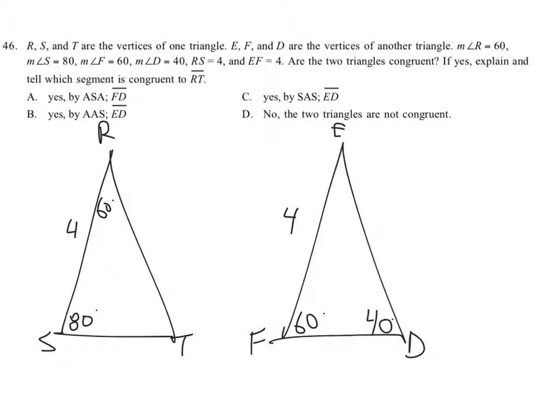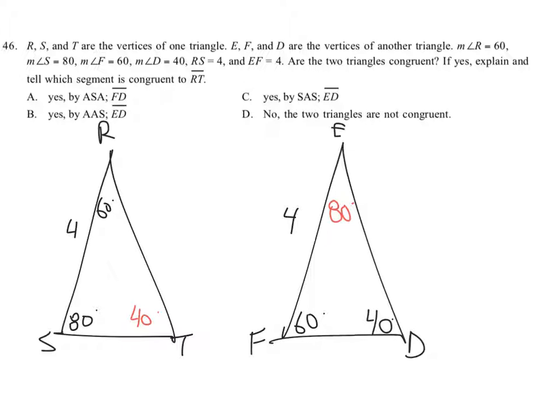Well, let's use the third angles theorem to find out what these other angles are. So for RST, if we've got 60 and 80, that's 140. So we have 40 degrees remaining. And for this one on the side, if we've got 60 and 40, that's 100. We've got 80 degrees remaining. So we've already got three angles the same. So we know that they're going to at least be similar. They could be congruent as well.